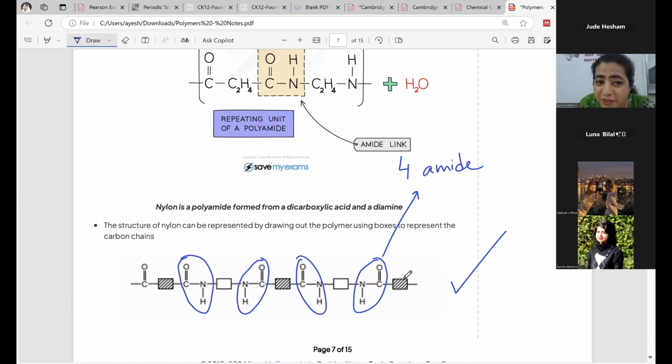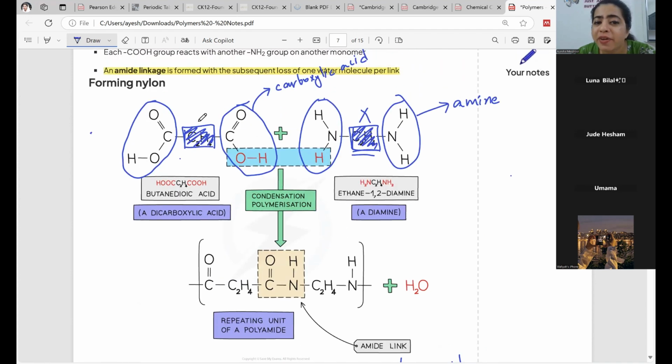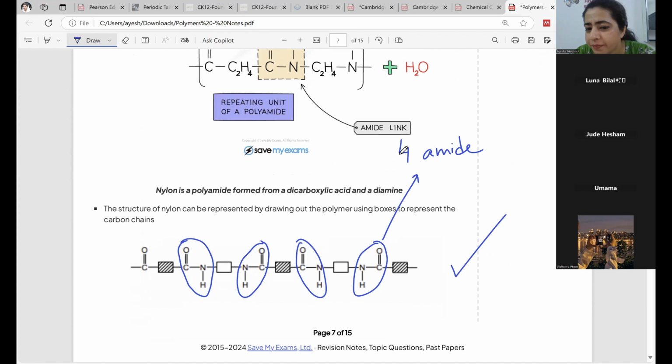I can even see the middle boxes. 5 boxes means 5 monomers are there. Or in other words, as I told you, when 2 monomers connect, they make 1 amide group. 3 monomers connect, 2 amide groups. 5 monomers will connect to make 4 amide groups.